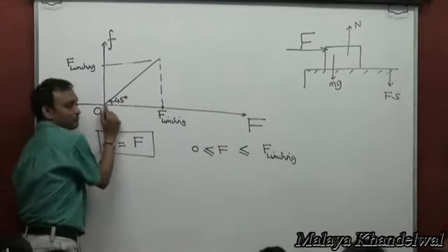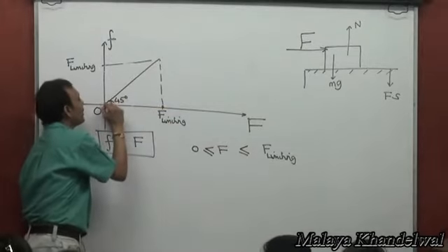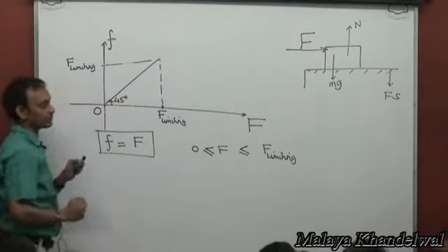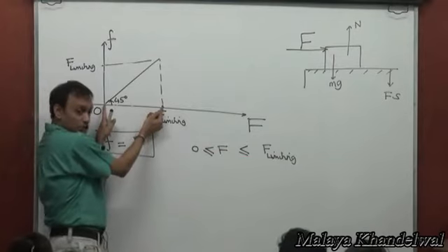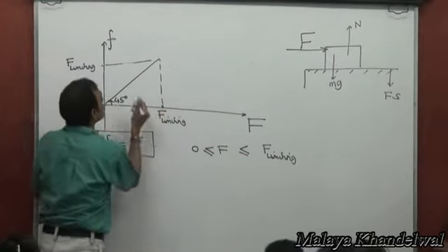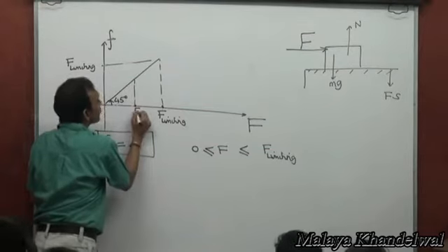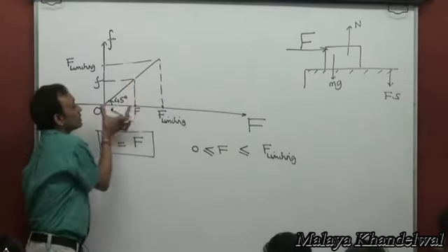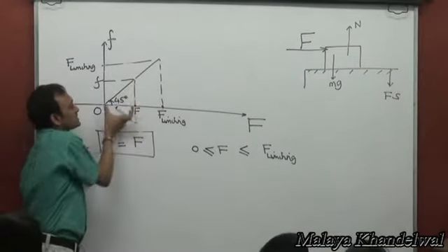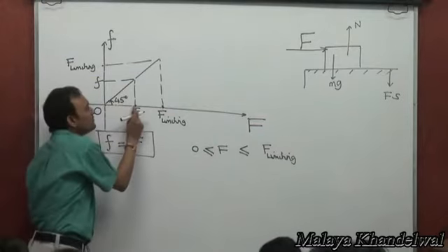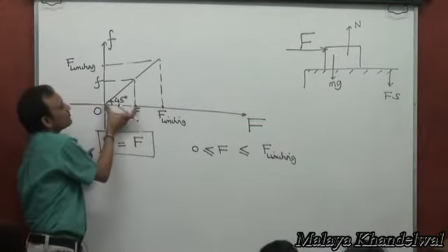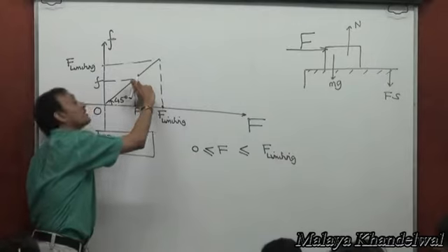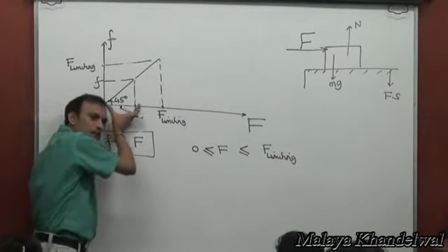So while capital F runs from 0 to F limiting, small f also runs from 0 to F limiting. And for all these values of the externally applied force, the frictional force exactly balances. This is the frictional force. This is capital F, and if this is 45 degrees, then this is equal to this, right? So for any value of F lying between 0 and F limiting, the frictional force balances the externally applied force.